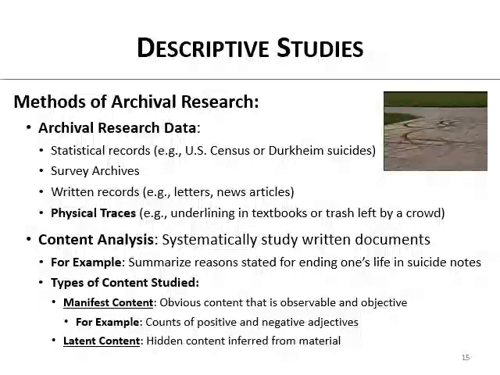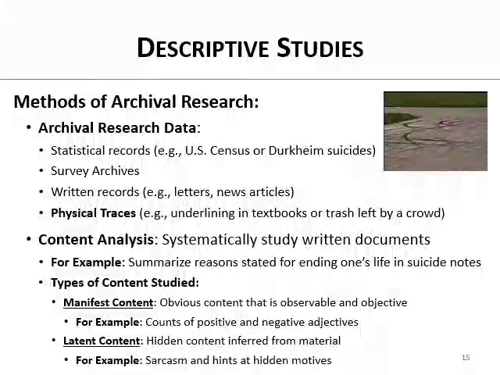The other type of content is latent content, where you are looking for hidden meaning, like innuendo or sarcasm, that sort of thing. You're inferring it from the material, because sarcasm might help you identify hidden motives of what's really going on. So again, manifest is what's on the surface in terms of the content. Latent is the underlying, hidden meaning in what you're reviewing.